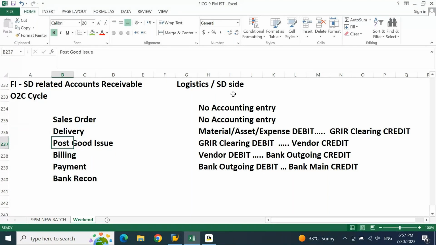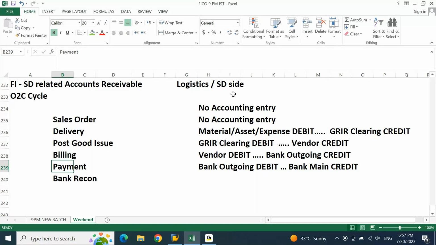Once goods are delivered to the customer, you are going to produce a bill or give the invoice to the customer. Customer invoicing is nothing but billing in SAP. Once you provide the bill to the customer, customer will give you the payment. That is nothing but your payment transaction. Once payment is received, you are going to verify whether the payment is actually received or not via bank reconciliation statement, in short BRS.